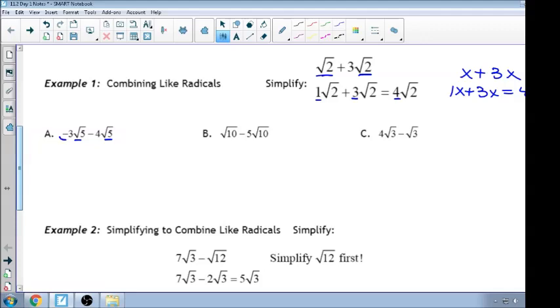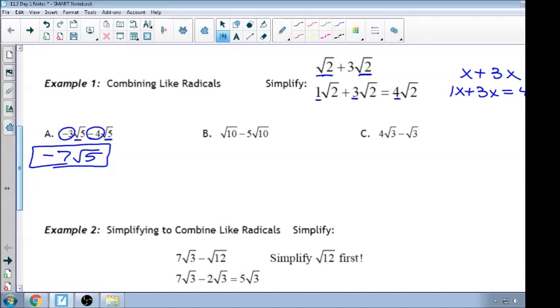So I'm going to go ahead and take negative 3 minus 4. Well, negative 3 minus 4 is negative 7. What's left from the radical is just the square root of 5. I will not change the radical at all. It is already the same. They're already like radicals. So I can go ahead and keep them the same.